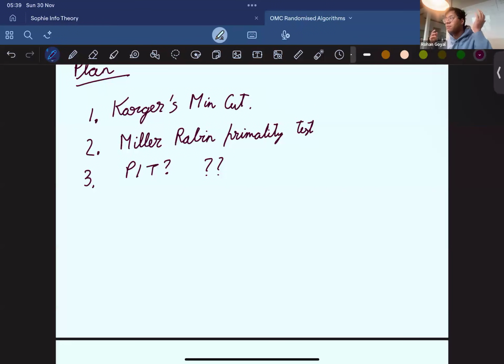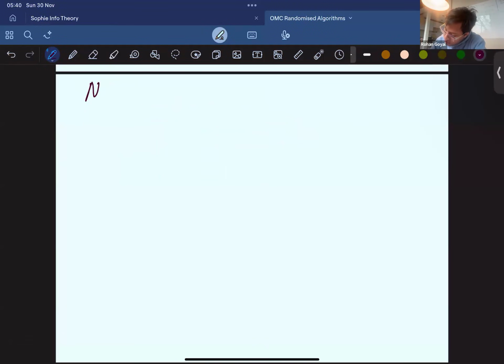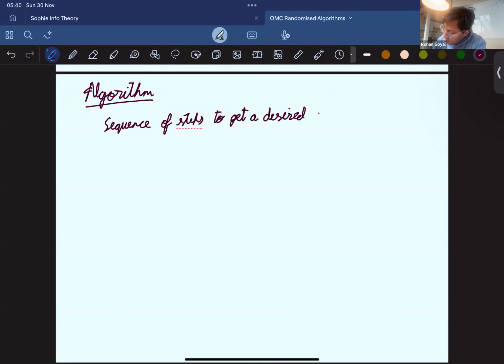Unfortunately for you, I'm going to throw you into the deep end. I'm going to tell you what an algorithm is and then directly show you algorithms which use randomness. So, what is an algorithm? A sequence of steps to get a desired output. A sequence of instructions, you can say, that you run on some input and you get some desired output. That's an algorithm. Just a very generic, simple definition.